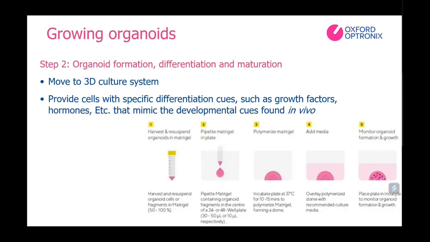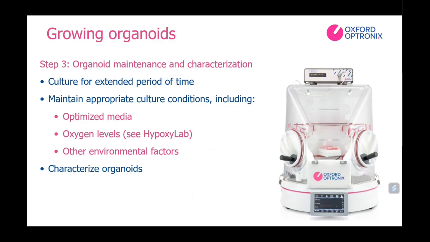Once the cells are in the three-dimensional culture system, they are allowed to differentiate and mature into organoid structures. This typically involves providing the cells with specific differentiation cues such as growth factors, hormones, or other signaling molecules that mimic the developmental cues found in vivo. These cues promote the cells to differentiate into different cell types and self-organize into tissue structures, resembling the architecture of the target organ. So, maintenance and characterization.